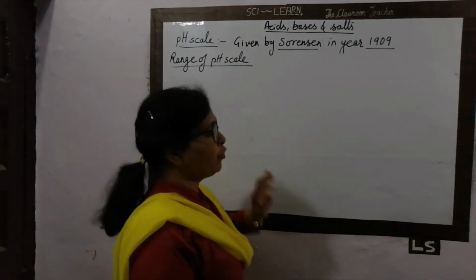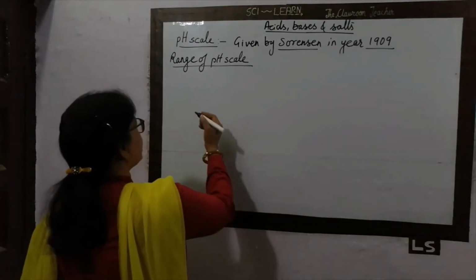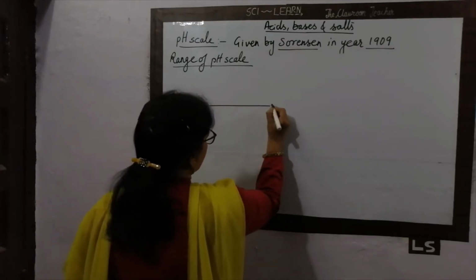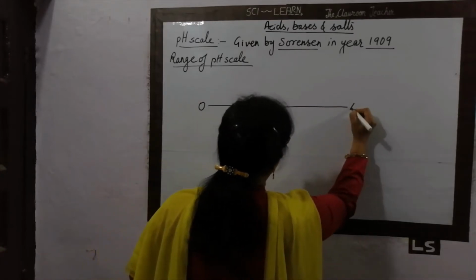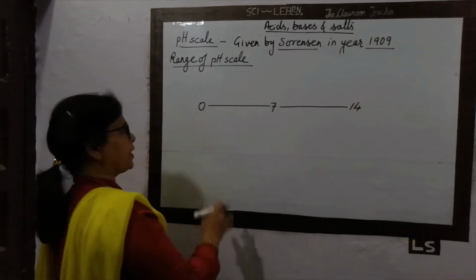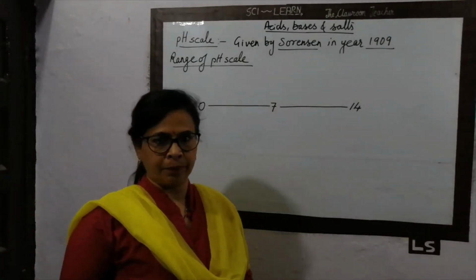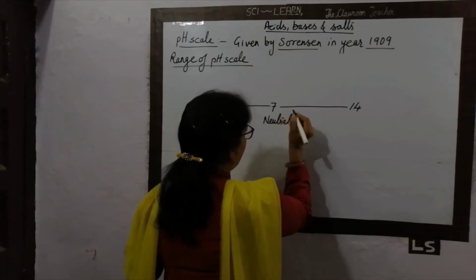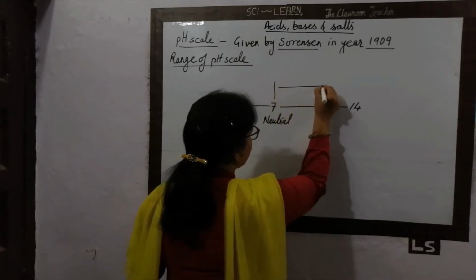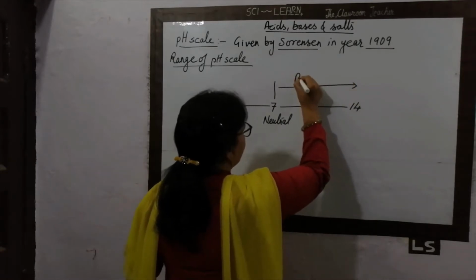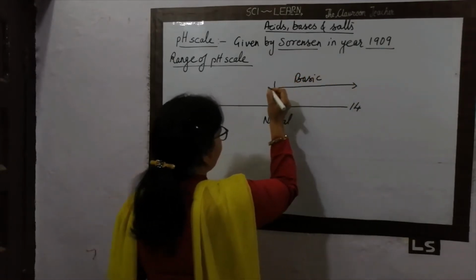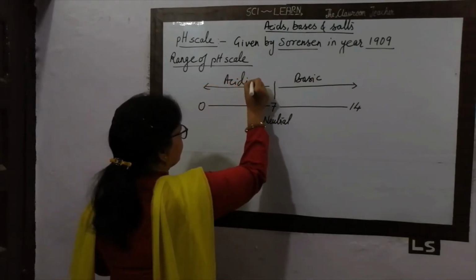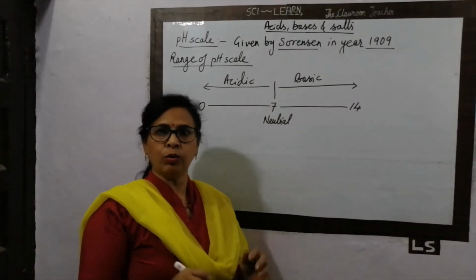Now the range of the pH scale. As I told you, it is from 0, then 7 in between, and the last is 14. So the pH scale ranges from 0 to 14. The 7 is called neutral. When we move to the right-hand side from 7, it is basic. And when we move towards the left-hand side, it is acidic. Okay, so this is the range.